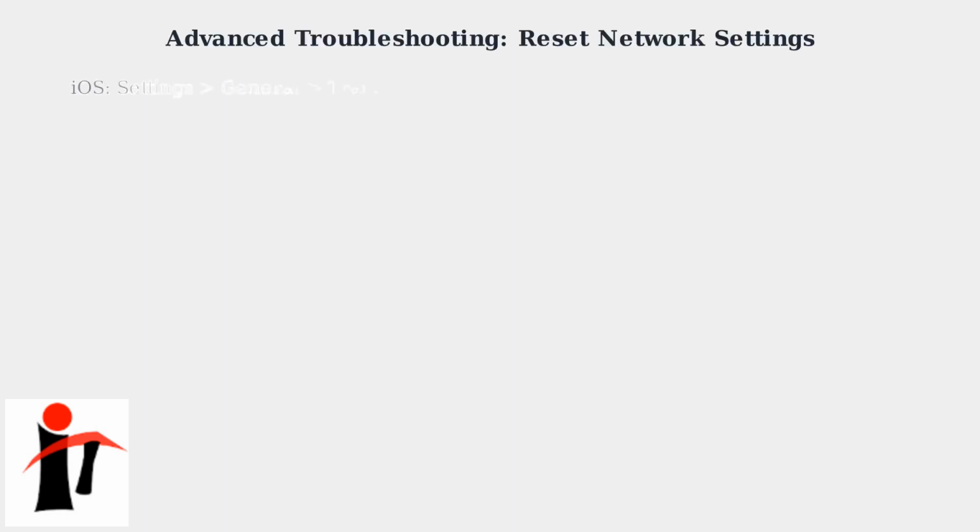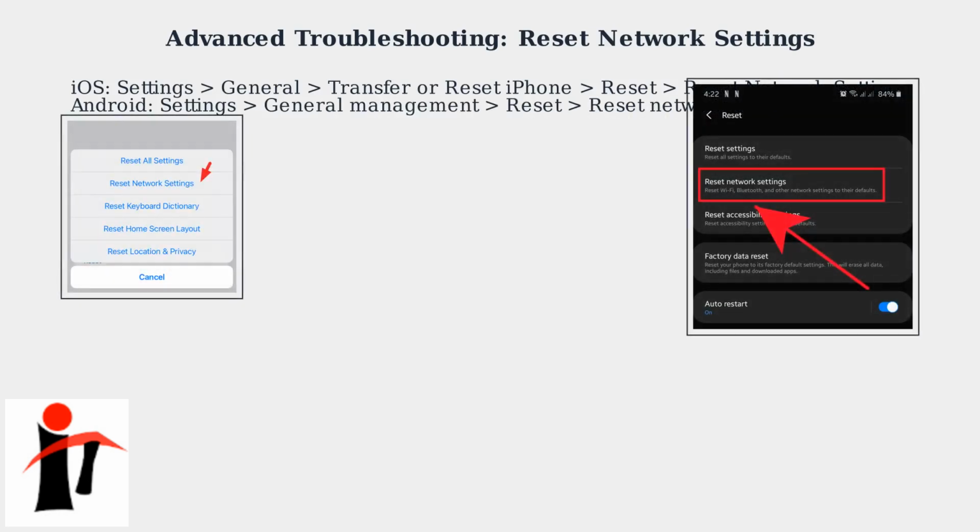If MMS issues persist after verifying APN settings, consider these advanced steps. First, reset your device's network settings. On iOS, Settings, General, Transfer or Reset iPhone, Reset Network Settings. On Android, Settings, General Management, Reset Network Settings.